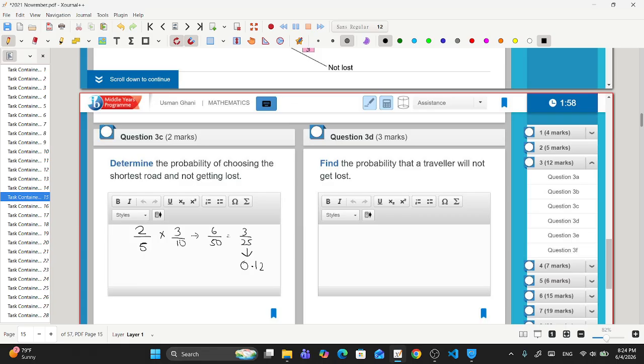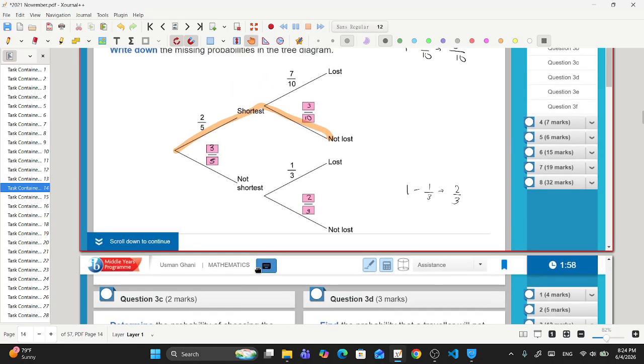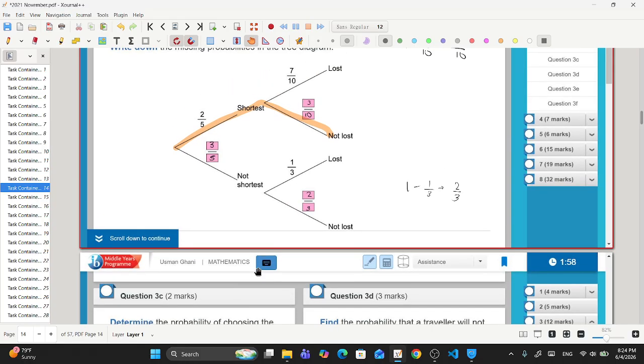Then it says, find the probability that a traveler will not get lost. So not lost has two types of probabilities. This is what confuses most students, and they get confused about where they should multiply and when they should add. So just have a look now. Not lost is our primary focus. Not lost can be achieved by two methods.